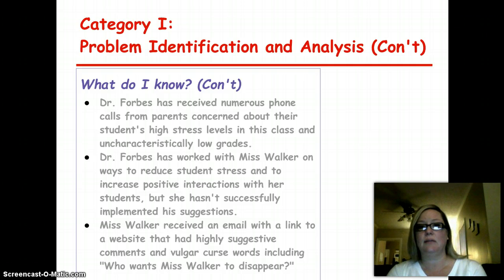Ms. Walker received an email with a link to a website that had highly suggestive comments and vulgar curse words, including "Who wants Ms. Walker to disappear?"